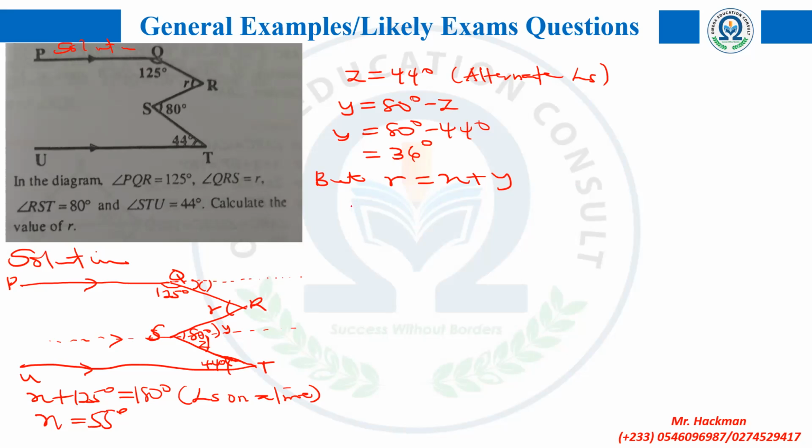So at this point, what do we write? Therefore, this implies that R is equal to X. What did we get for X? X gave us 55 degrees plus Y, which is what? 36 degrees. So therefore, R will be equal to 91 degrees. Is my point well made?